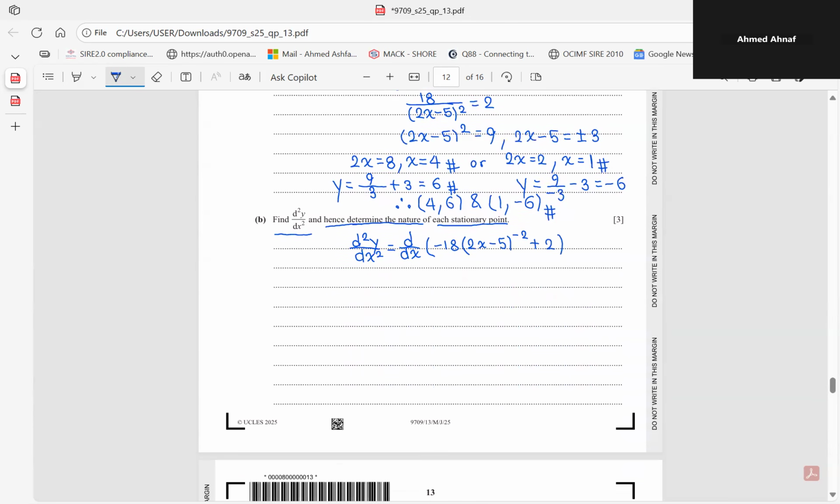plus 2. So to differentiate this, you first differentiate the first term, minus 18 times (2x minus 5) to the power of negative 2. You take out the scalar, which is minus 18, and you differentiate (2x minus 5) to the power of negative 2. To do that, bring the original power to the front, and subtract 1 from the original power, you'll get minus 3. And then multiply by the derivative of the inner function, 2x minus 5, so that would be 2. And plus the derivative of 2, which is 0, because the derivative of any constant is 0. And hence, this would just be 36 times 2, which is 72 over (2x minus 5) cubed.